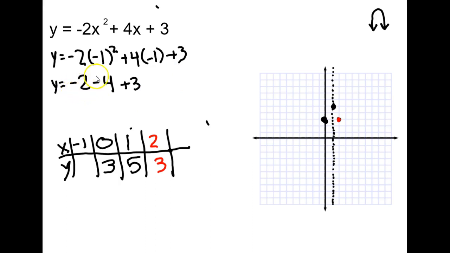So negative 2 minus 4 is negative 6. Plus 3 gives us negative 3. So let's go ahead and plot that point in there. Negative 1, negative 3 right there. So there's that point. We're going to get our last point just by finding this one's evil twin. I see that it's 2 away from the axis of symmetry. So I'm going to go 2 to the right at the same height, and that should be its evil twin. And now we have 5 points.